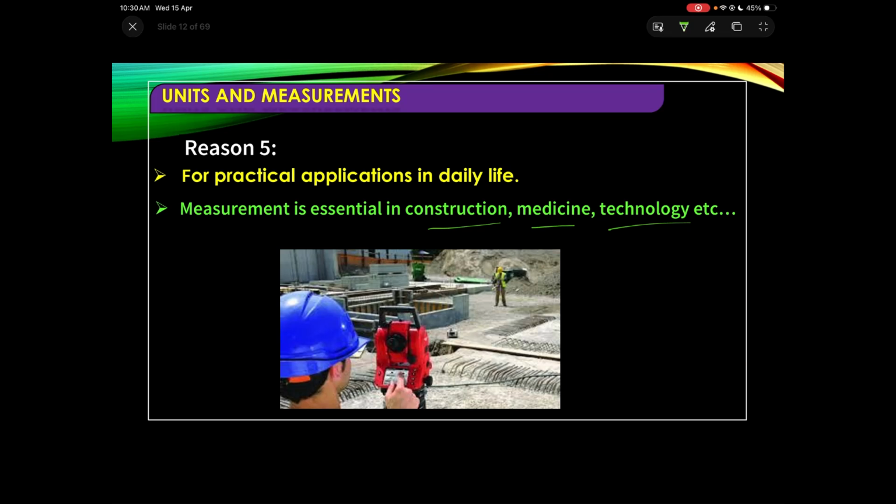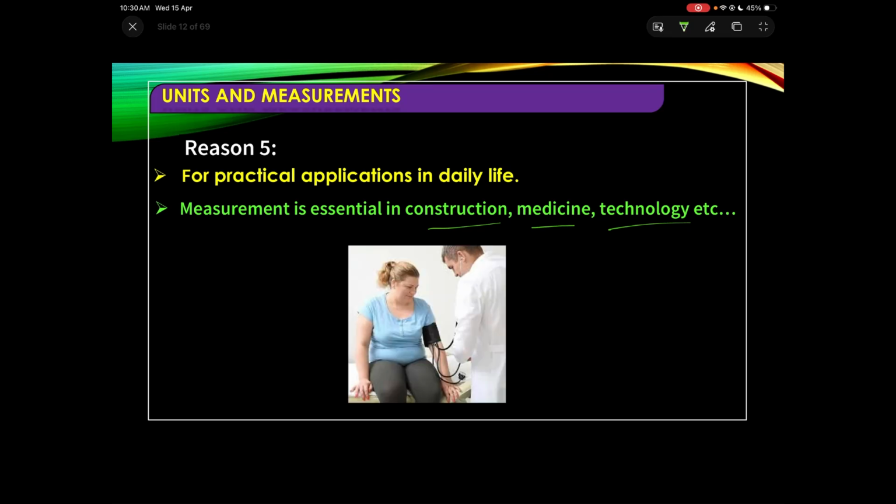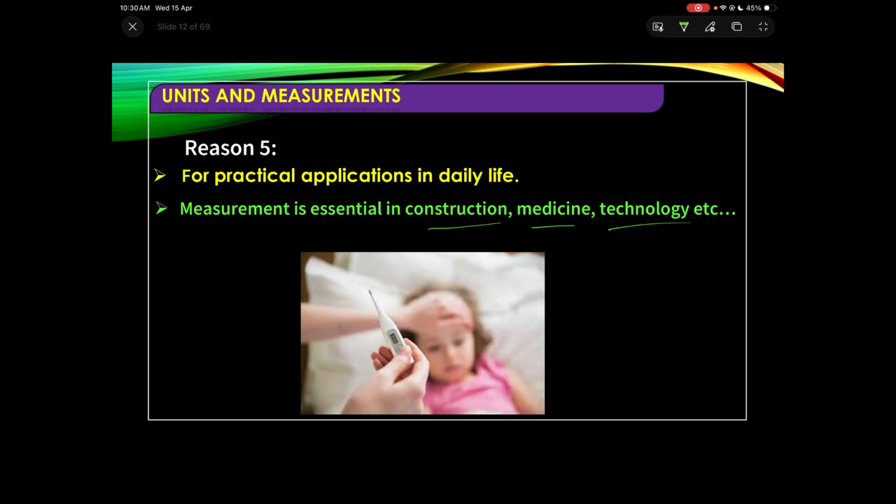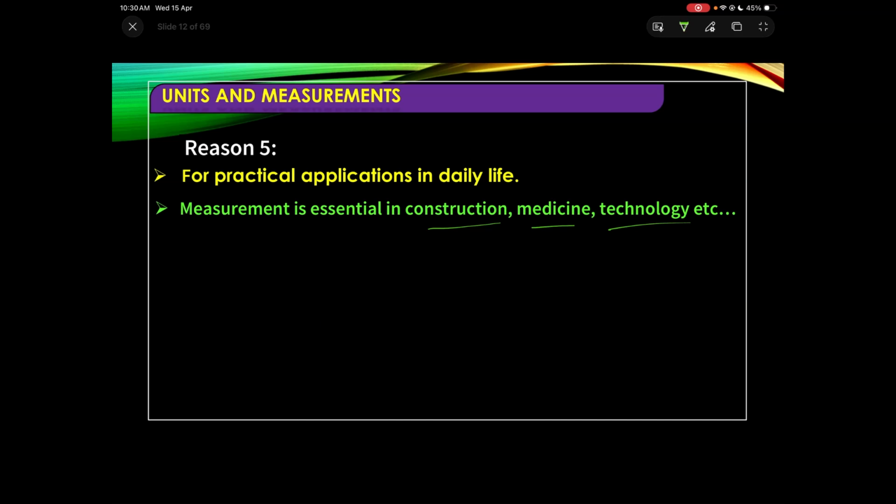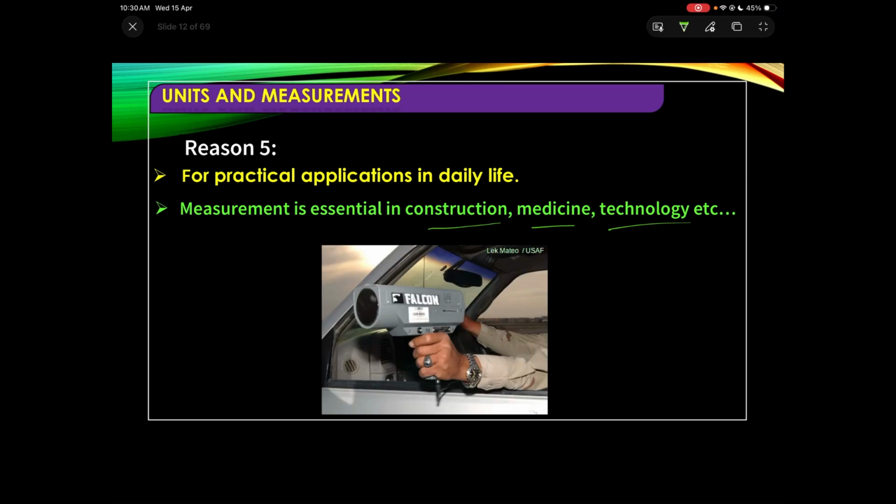They have to make measurements. In medical purposes, heartbeat you have to measure, pressure you have to measure, and temperature you have to measure. And in technology, look at this, the speed of the car has to be measured, whether the car is moving within the speed limit permitted. So they have to use the equipment to measure the speed of the car.